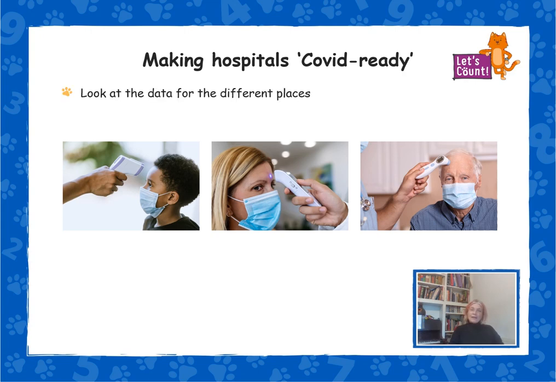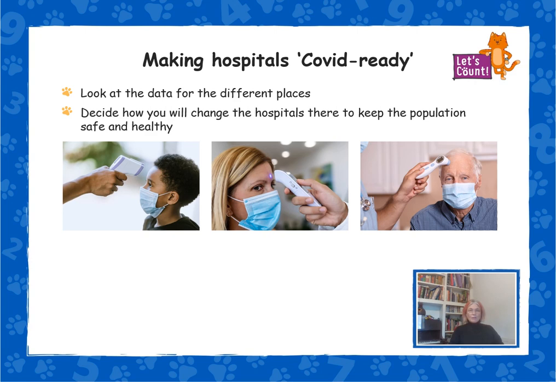Look at the data for A town, C town, and your own area if you've been able to get that data, and decide how you think you need to change the hospitals in those areas in order to keep the population safe and healthy. Treatments for patients with coronavirus are improving, but hospitals need to be prepared to do this work. You're going to have a look at the data for these different areas, and you're going to decide what the hospitals in those areas need to do in order that they are ready to treat their local populations.